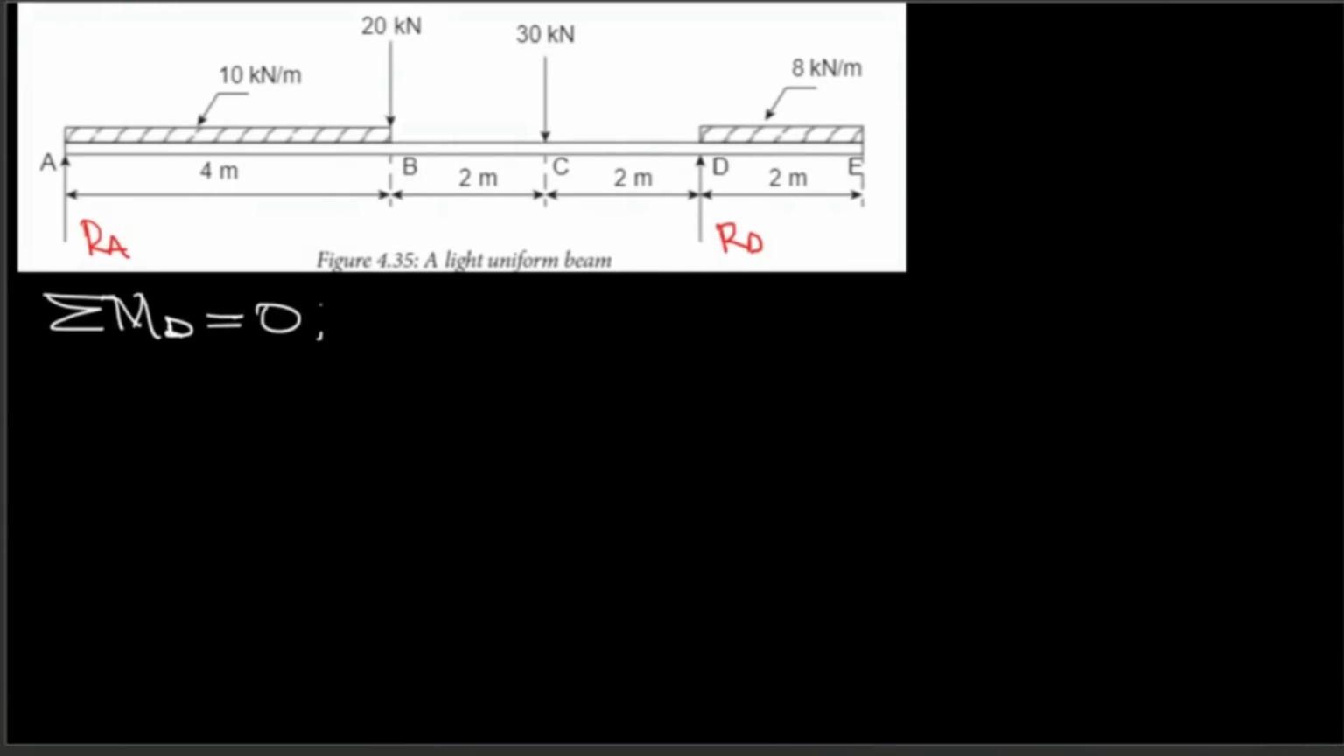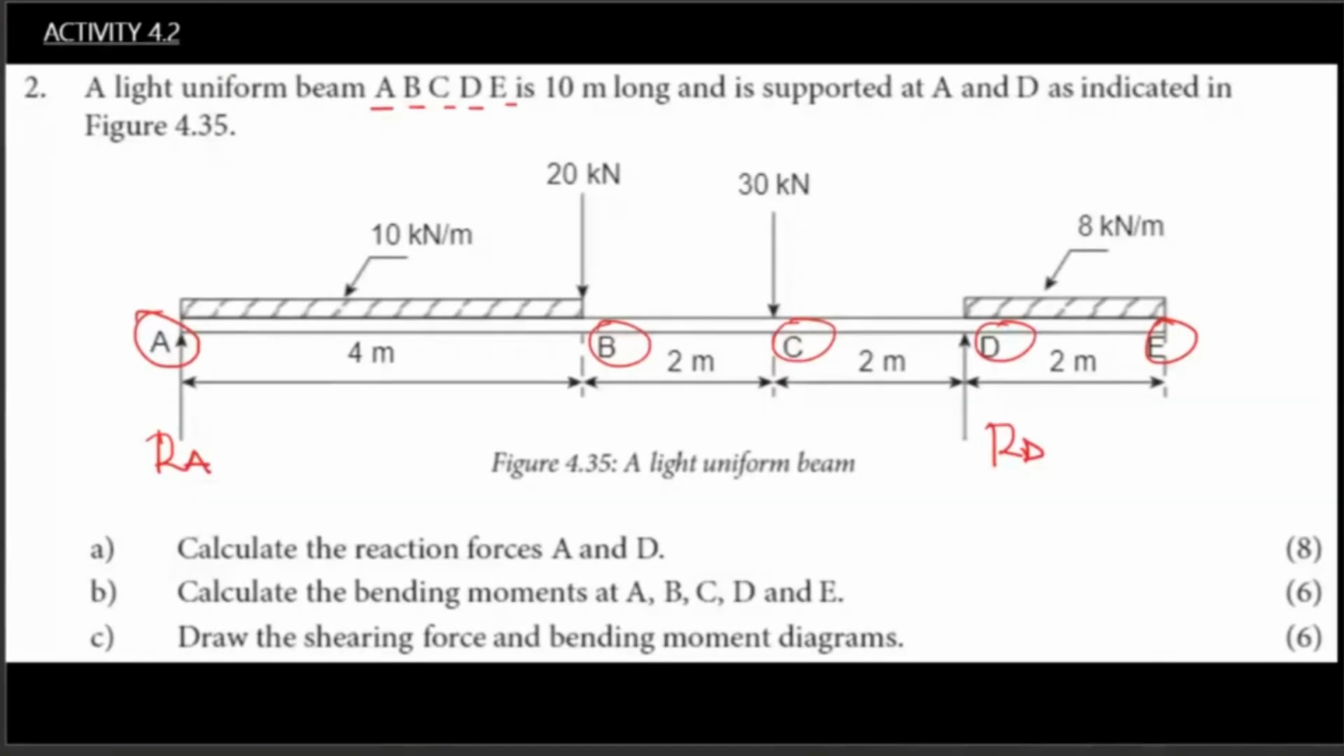Now, I want us to take note here that we have two uniformly distributed loads. So we are going to have a concentrated load of 40 kilonewtons there. They said the load is 10 kilonewton per meter. So in order for you to determine the concentrated force here, 10 multiplied by 4 is going to give you what? 40 kilonewtons.